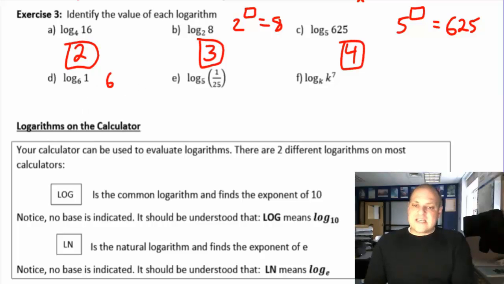Log 6 of 1. 6 to the blank gives me 1. We know that that's 0. Anything to the 0 power is 1. So 0 is my missing exponent.